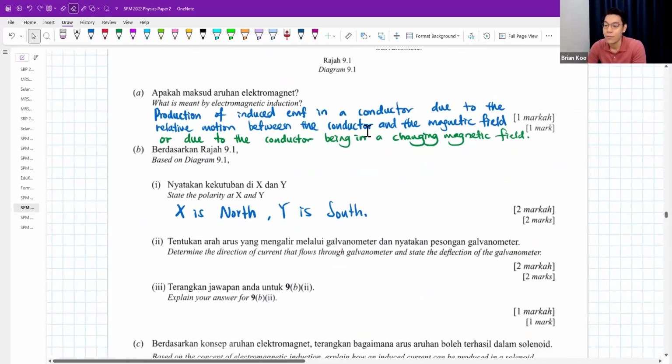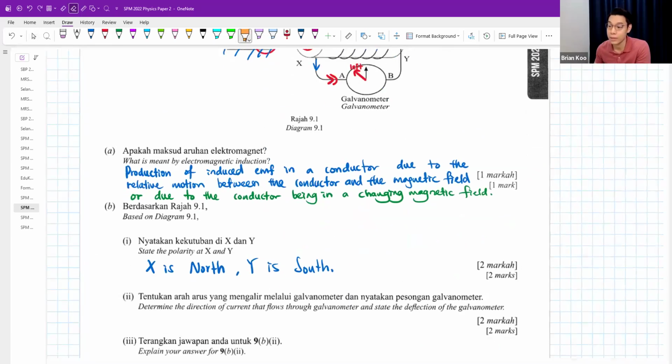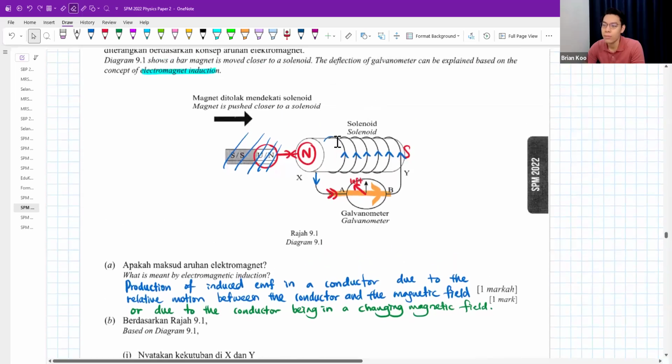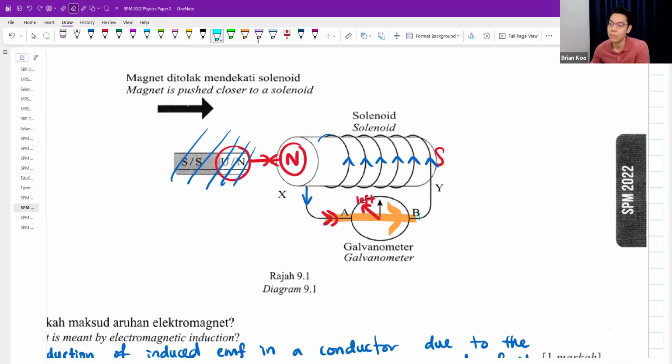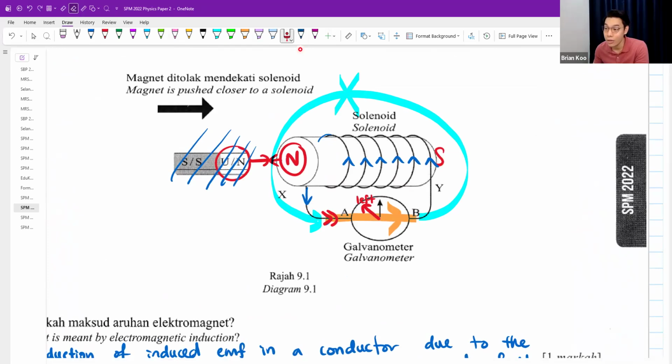determine the direction of current that flows through the galvanometer. Many people also got stuck here. They think flows through the galvanometer, guys, means it is flowing from A to B, you know. But some people will say, teacher, I thought it's flowing from B to A. No, this is not what we want. I want you to figure out the current through the galvanometer, inside of the galvanometer. It is A going to B. Okay, and the needle will be pointing to the left.